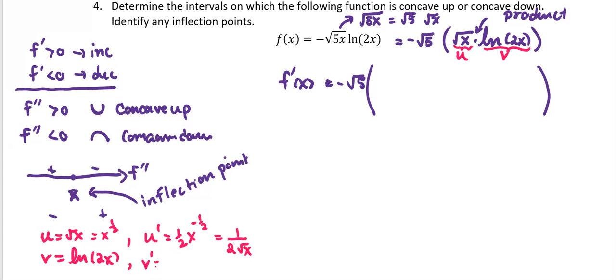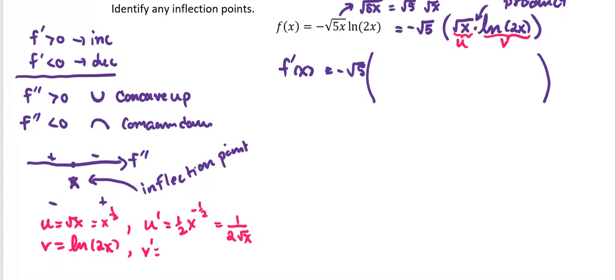And then the V prime, the natural log of the quantity 2x. This part you're going to use the chain rule. The first layer, or the outer layer, is natural log. It's going to be 1 over the quantity behind the natural log and multiply by the derivative of the second layer, which is 2. And then simplify to be 1 over x.